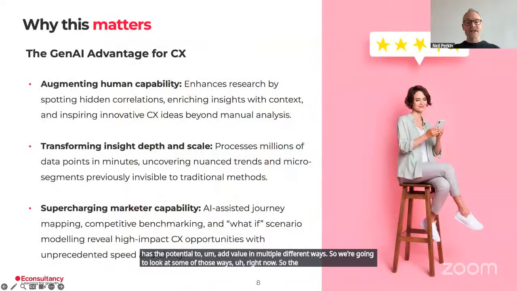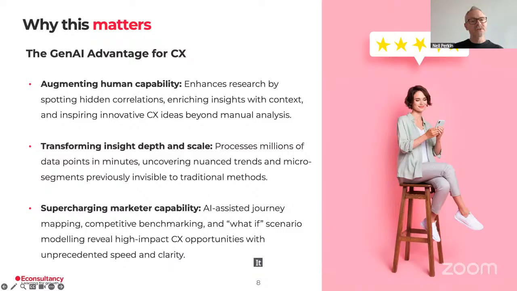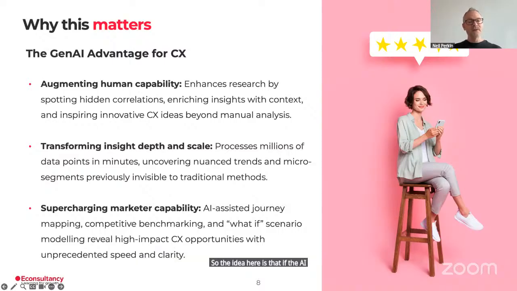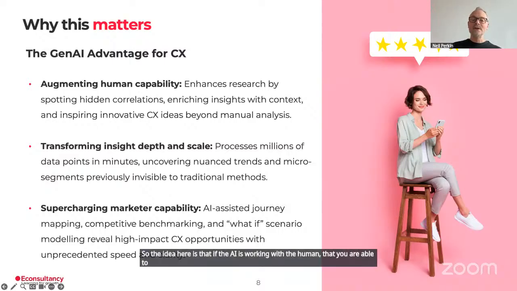So the big advantage of generative AI is that it augments human capability. So it spots correlations that humans might miss, of course. It can connect the dots between customer comments, behaviors, market signals. And so it really does enrich our understanding. It can spark ideas maybe that we wouldn't otherwise see. So the idea here is that if the AI is working with the human, you are able to get to places that you wouldn't necessarily have got to on your own.